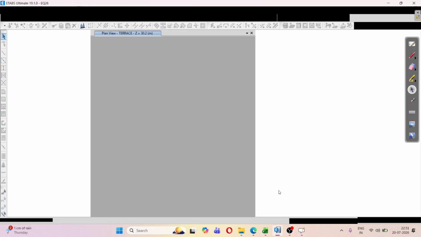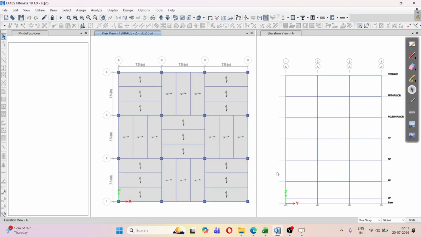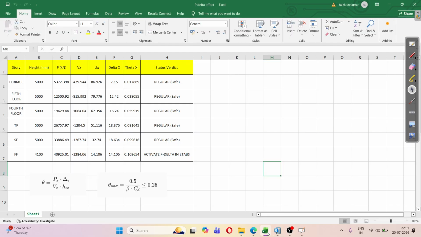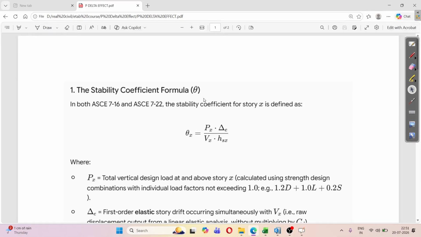In this video, I am going to show you the check related to the P delta effect using ETABS software. We will require one simple Excel sheet and some theory.